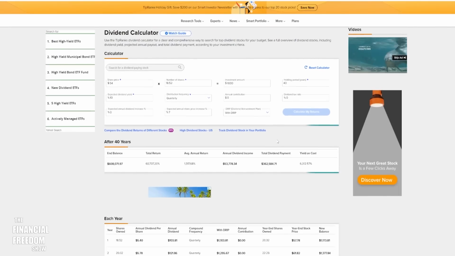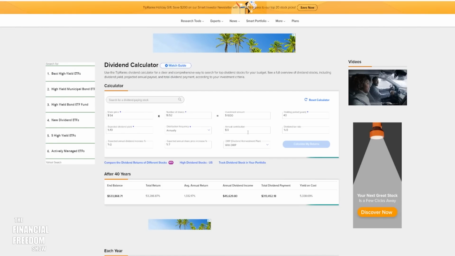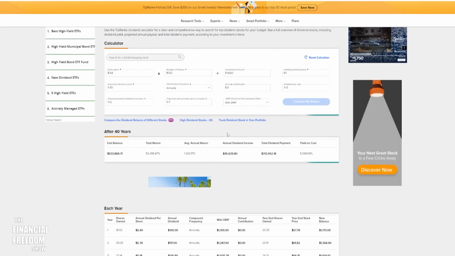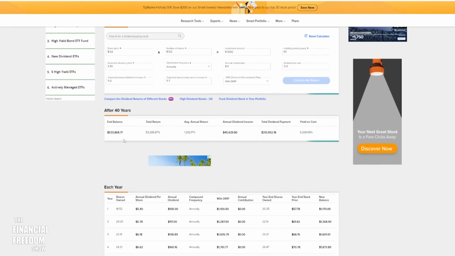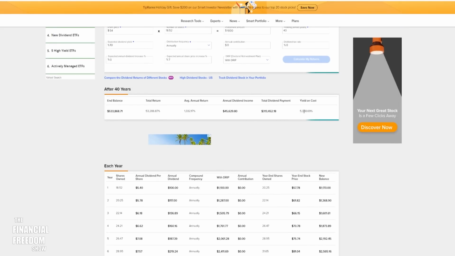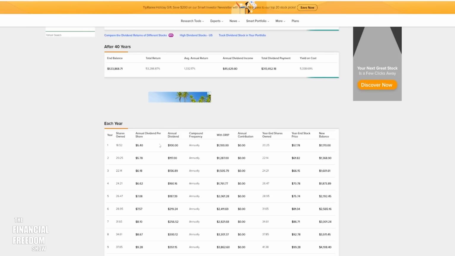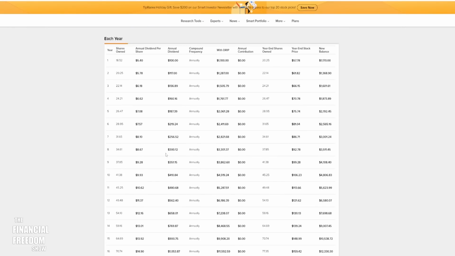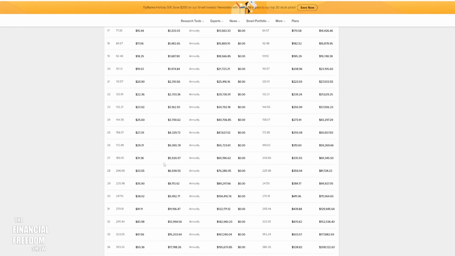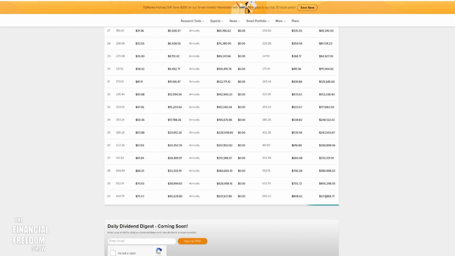And if we calculate, so let's take a look over the long term for 40 years of holding period. Your end balance will be $533,868, and that's a total return of 53,000%, which is crazy. Your yield on cost will go up to 5,300%. And then if we just look at this over time, basically you can see the increase in the value of your portfolio all the way up to 500,000.